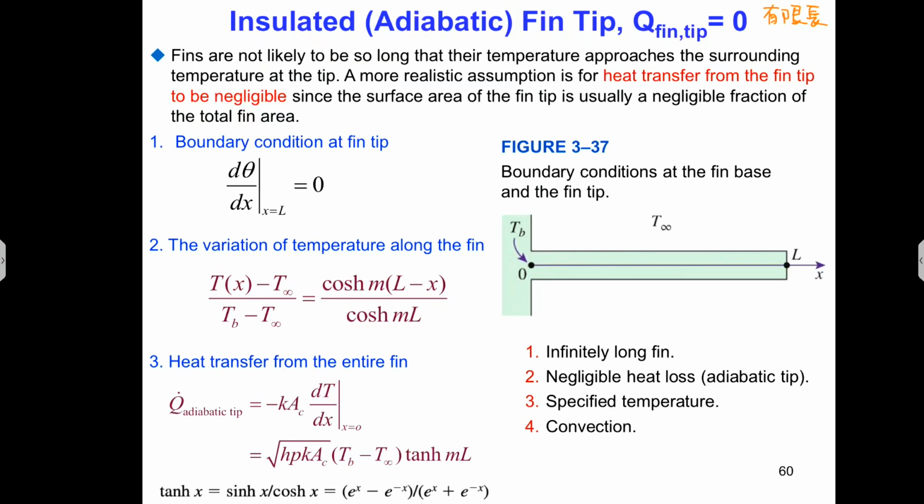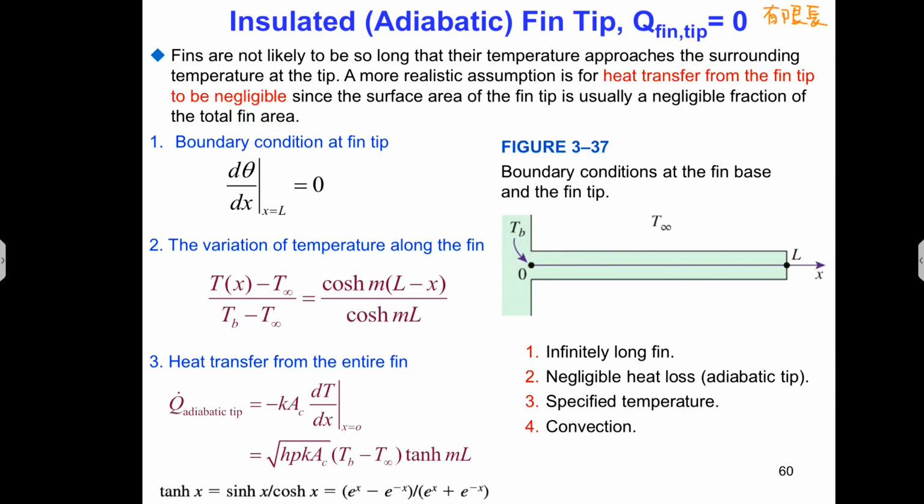The first case is the infinitely long fin, and the second case means you have an insulated tip on your fin, a adiabatic situation at the tip of your fin. This case will always be a finite length, limited length.